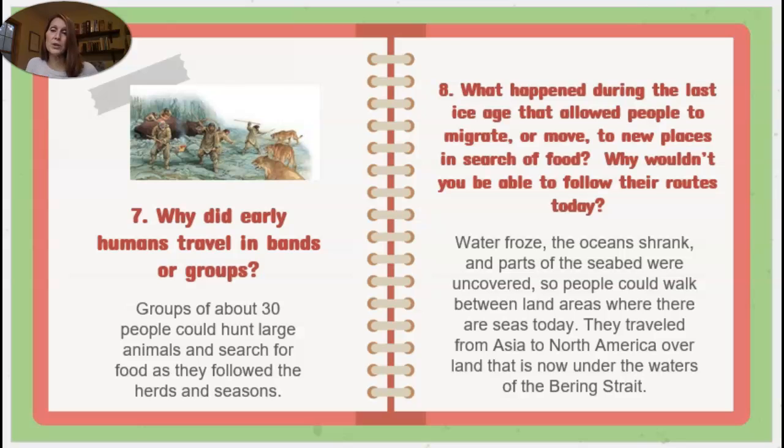Question number 7, why did early humans travel in bands or groups? Groups of about 30 people could hunt large animals and search for food as they followed the herds and seasons. What happened during the last Ice Age that allowed people to migrate or move to new places in search of food? Why wouldn't you be able to follow their routes today? Water froze, the ocean shrank, and parts of the seabed were uncovered so people could walk between land areas where there are seas today. They traveled from Asia to North America over land that is now under the waters of the Bering Strait. So that big area we see on a map in the middle was not there. Well, it was there, but it was frozen.